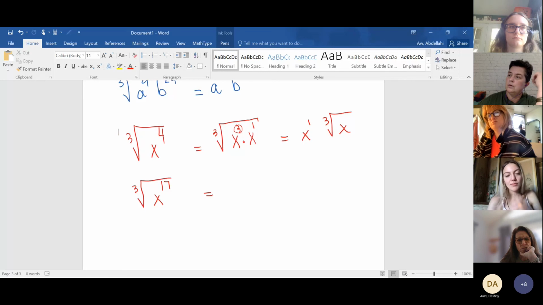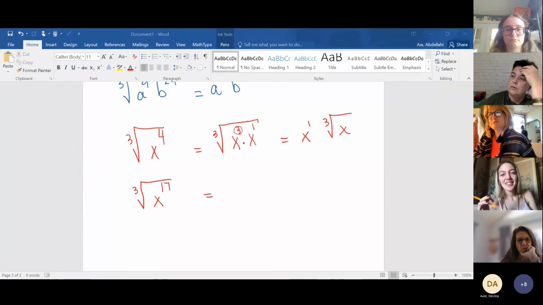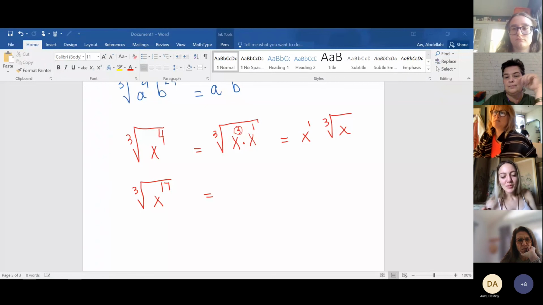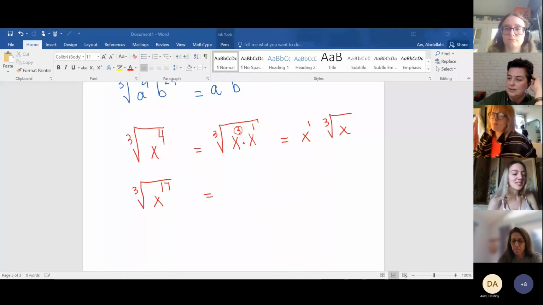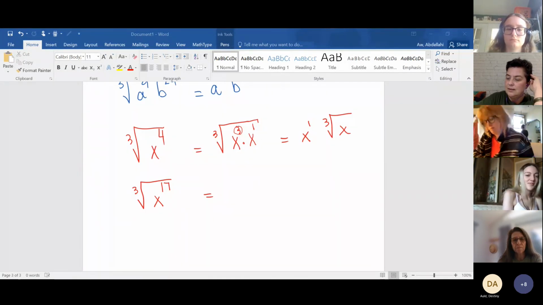Is 16 a multiple of 3? What is the closest multiple of 3? It is 5 times 3, which is 15, exactly.